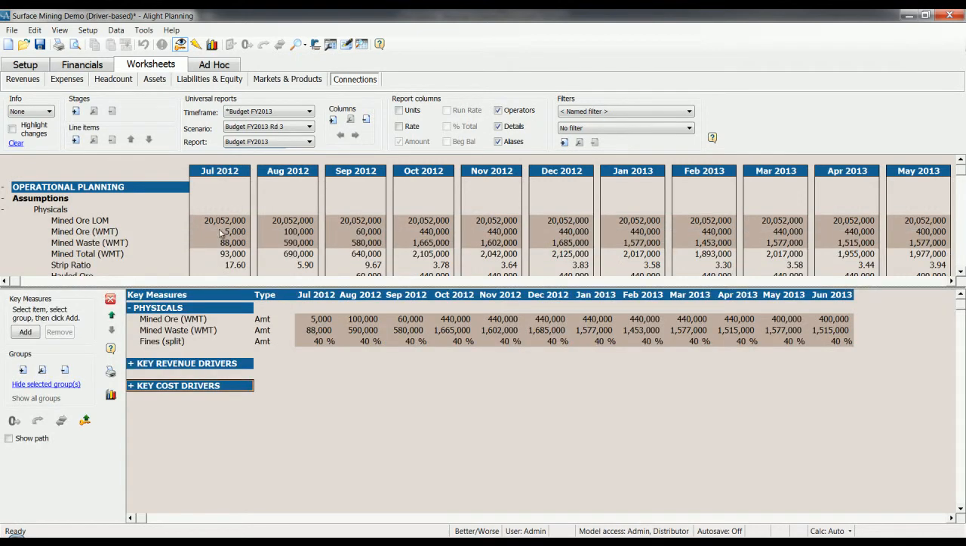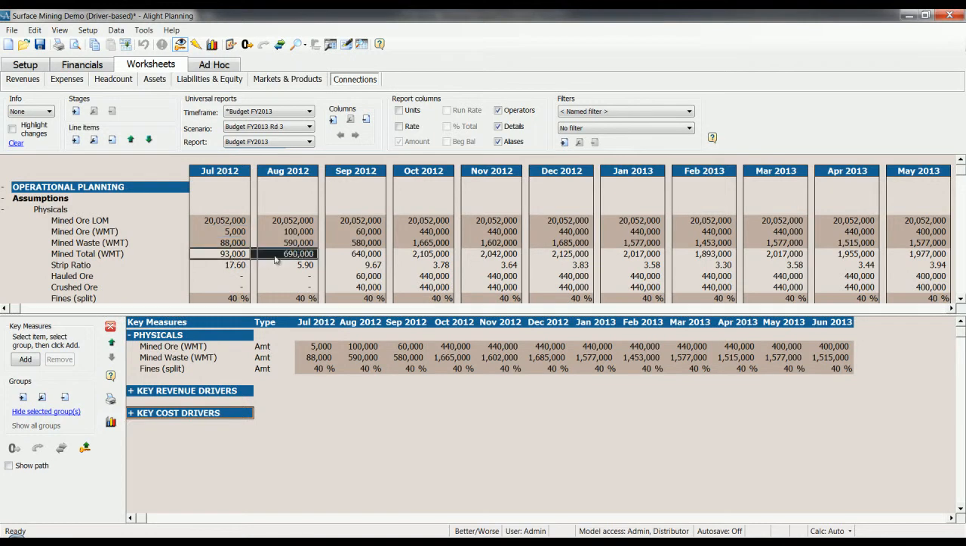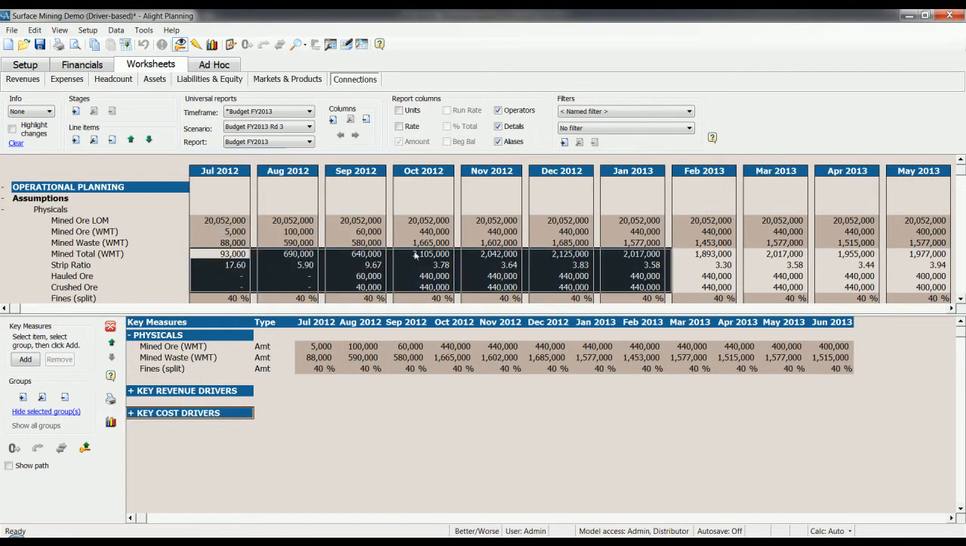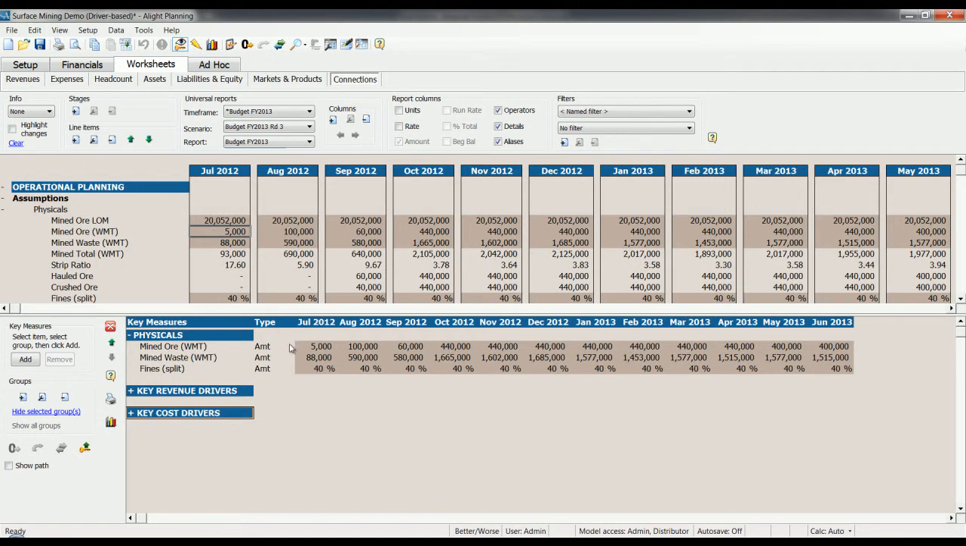As an illustration here in Alight planning, by the way, these darker shaded cells are input cells. These non-shaded cells are calculations based on business logic, based on the inputs for the physicals in this particular case. You can see here that my Mindor for July is 5,000 in both places. If I change this value here in my source, where I'm storing and loading my physicals, to 5,500, for example, that also changes down here in the key measures. And similarly, changing this down here changes it here. You're changing it at source. That's how these key measures work.